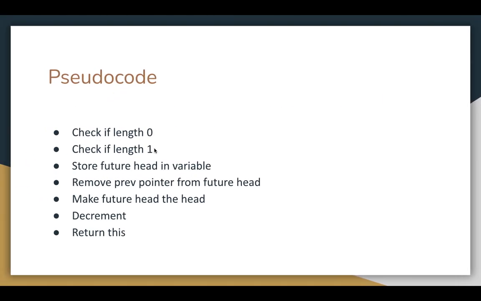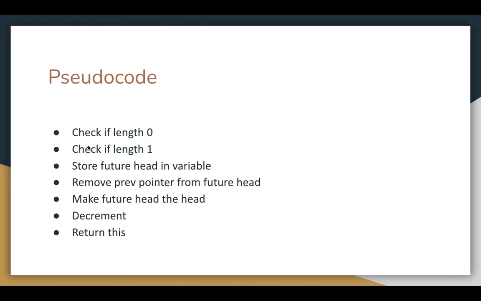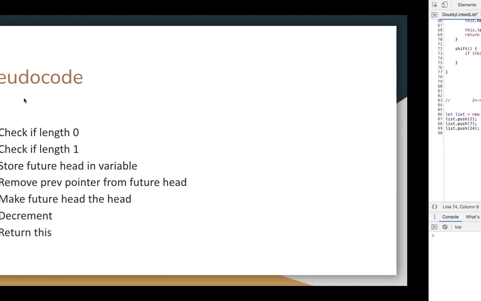And we're going to do two checks. We're going to check if the length is 0. So if this.length is equal to 0, then just return undefined because there's nothing to remove if the node doesn't exist, if a list doesn't even exist.